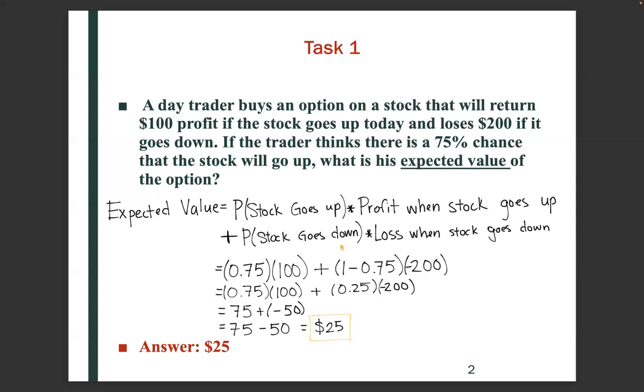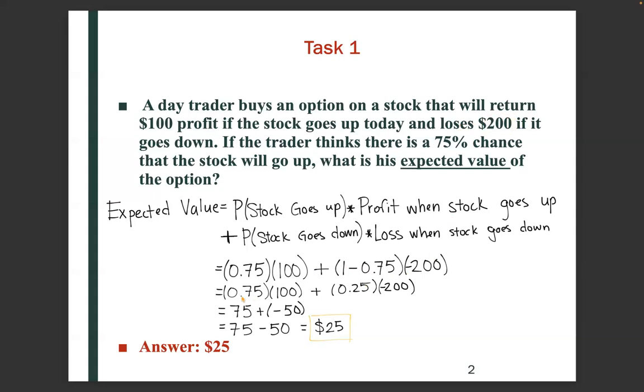Now, what is the probability when the stock goes down? It's not directly given in the problem, but we're given the probability that the stock will go up. So in order to find the probability that the stock will go down, we'll take the complement of the stock going up. So that would be 1 minus 0.75, so that'll be 0.25. And then what is the loss when the stock goes down? That would be $200. It says so right here in the problem.